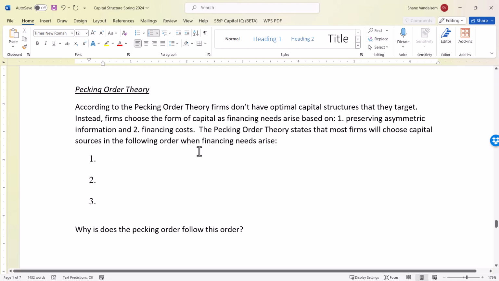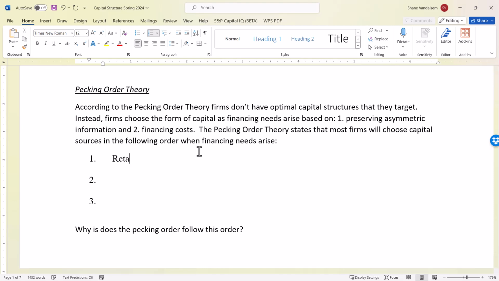So different forms of capital have different financing costs. The first one we're going to talk about is retained earnings. Retained earnings is the cheapest form of capital to raise because it's just money the company's already making. So the first thing the company is going to do is use up its retained earnings. Retained earnings is just the income of the firm, and then they don't pay it out. They retain it in the firm.